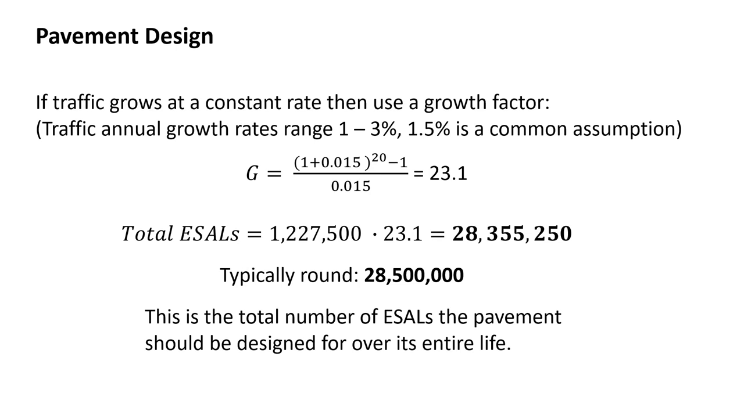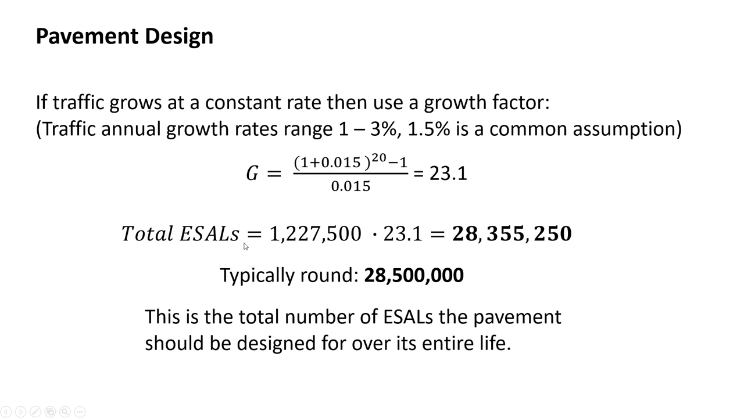What's our normal growth factor range? It's usually 1 to 3%. And so we often use 1.5% as our common assumption for our growth factor for traffic. And trucks will grow at the same rate as all traffic, we assume. They usually do, right? So you plug that in, and our growth factor is 23.1.